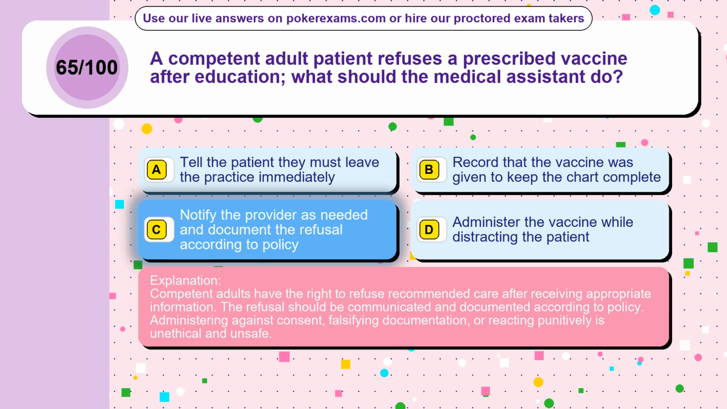Competent adults have the right to refuse recommended care after receiving appropriate information. The refusal should be communicated and documented according to policy. Administering against consent, falsifying documentation, or reacting punitively is unethical and unsafe.